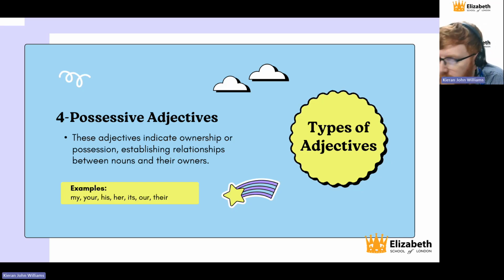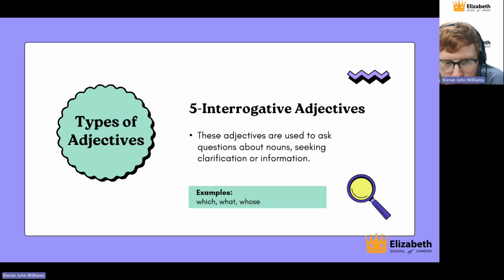Now, the fourth one that we've got here are possessive adjectives. This tells us who owns or who possesses the object. For example, "this is my pen." My tells you that it belongs to me. And it also works with other people: your, his, her, its, our, or their. So if you're describing what item belongs to which person, this is where you would use a possessive adjective. Okay, on to the next one.